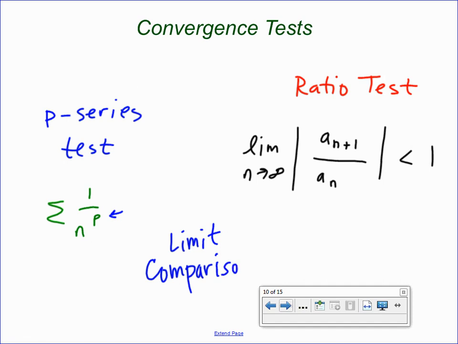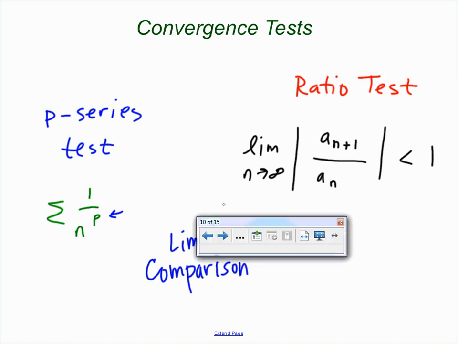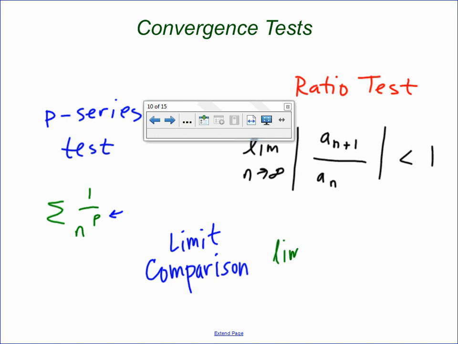The limit comparison test asks us to compare a known series with an original. As n goes to infinity, we can compare our original a sub n with some known series, call it b sub n. What if that equals a constant, a constant between 0 and infinity? What does that tell you about your two series? Sophia? They have the same fate. They either both converge or they both diverge. So if we equal c, then they share the same fate.